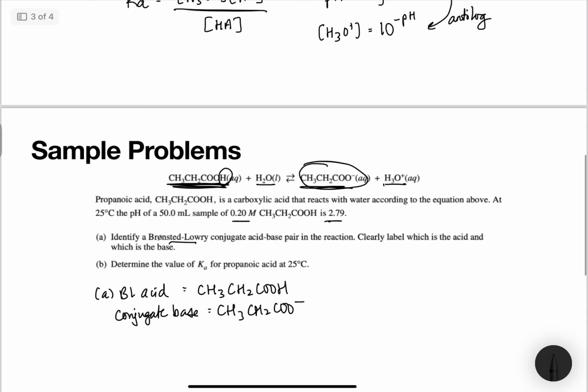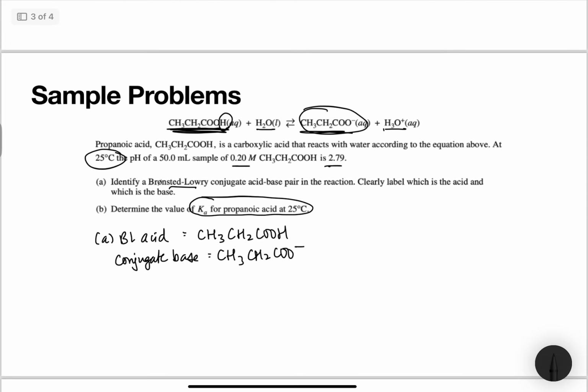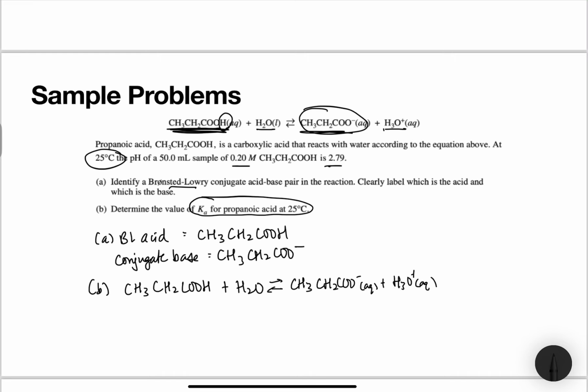Determine the value of Ka for the propanoic acid at 25 degrees Celsius. So the temperature is constant. I'm going to rewrite the chemical equation here for part B, and I'm going to set up an ICE box, because in order to calculate Ka, if you remember what I was doing before, I'm going to need to know the concentration of reactants and products at equilibrium.